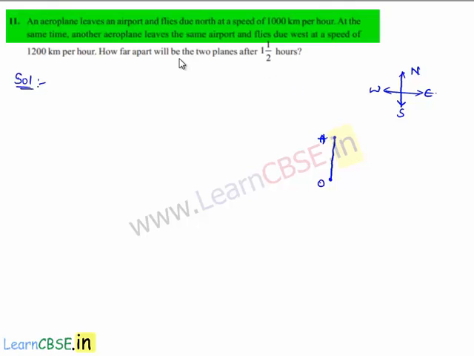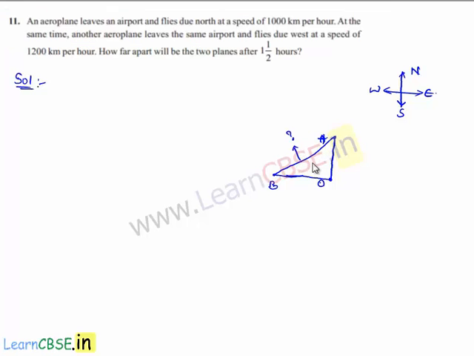Now he again says that another aeroplane leaves the same airport, that is point O, and flies due west at a speed of 1200 km per hour. So after 1.5 hours, let us assume that the second aeroplane is at B. Now he asked what is the distance between first and second aeroplane, that is AB. We know that north direction is perpendicular to west direction, we can say OA is perpendicular to OB.